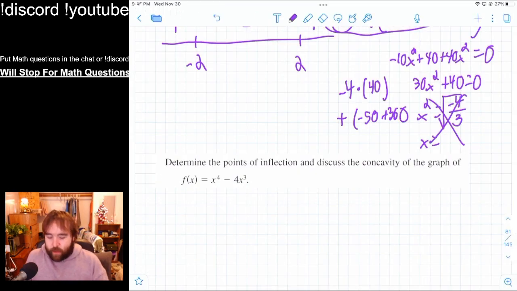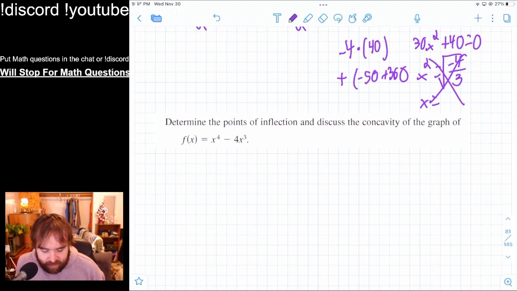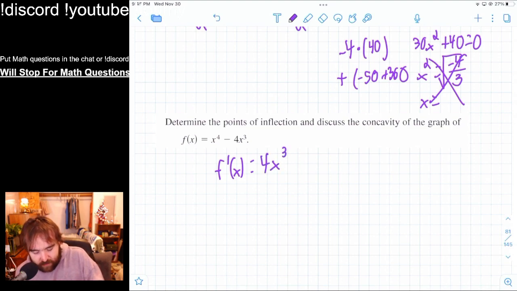All right, next problem. Determine the points of inflection and discuss the concavity of the graph. That's basically what we've been doing this entire time, so we're going to do it again. This one looks like a nice equation to take the derivative of. So first derivative, power rule, 4x cubed minus 12x squared. Second derivative, power rule again, 12x squared minus 24x.